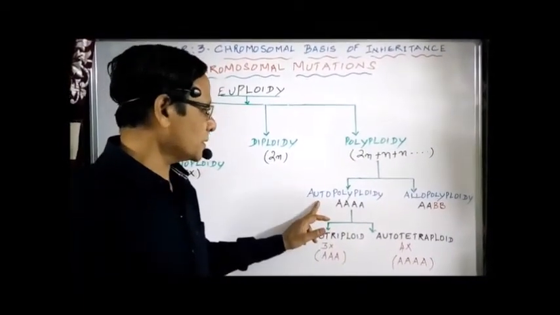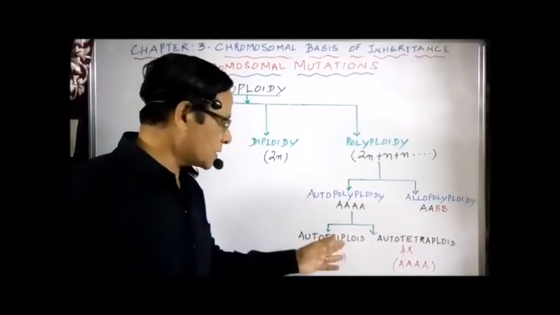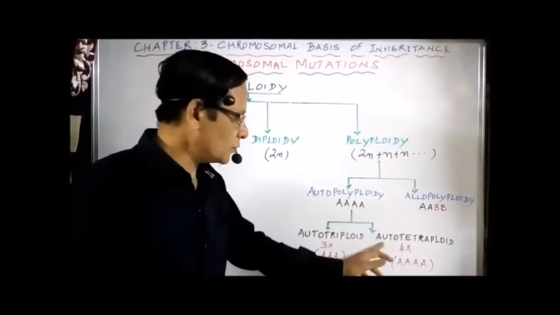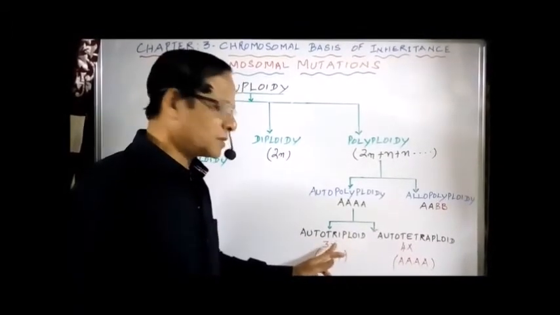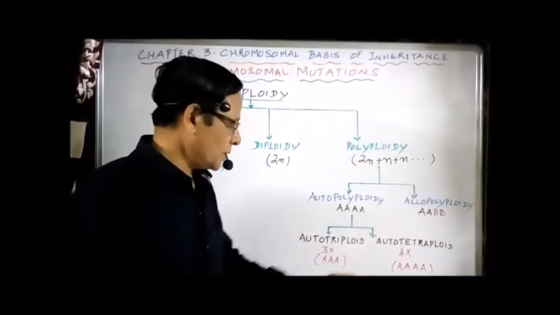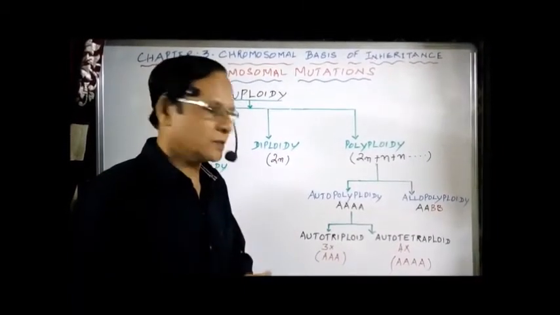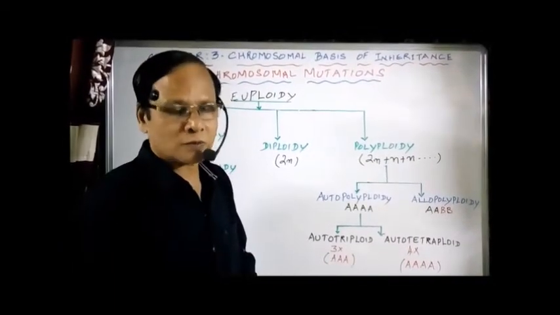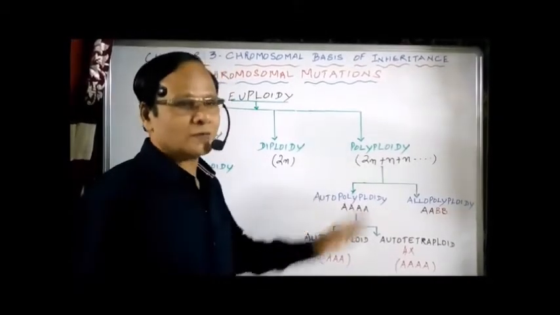Now this autopolyploid is further divided into autotriploid and autotetraploid. This is based on the number of sets of chromosomes. Here there are 3 sets of chromosomes, and there we have 4 sets of chromosomes. Accordingly it is called autotriploid. So triploid has 3 similar sets of chromosomes, 1A equals 1 set. And here also we have similar sets of chromosomes, so they are called autotetraploid because of 4 sets of chromosomes in the body cells. I will explain one by one. This is the flow chart of the classification.